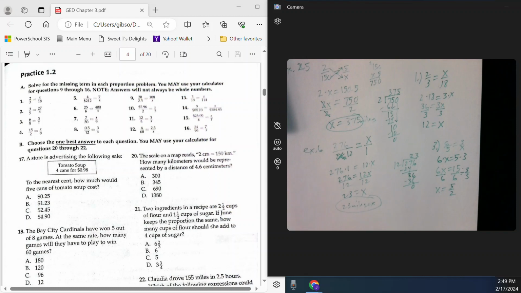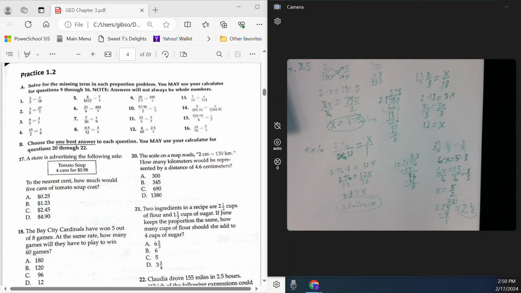Now, since this is an improper fraction, we would change this to a mixed number. So we'll do 2 goes into 5 twice. So we have 5 minus 4 is 1 with the remainder of 1. So our final answer would be 2 1/2. That's number 3. Now, the next number, all the rest of it is just basically the same. But let me do number 8.